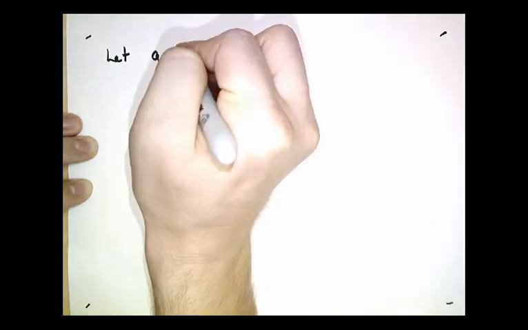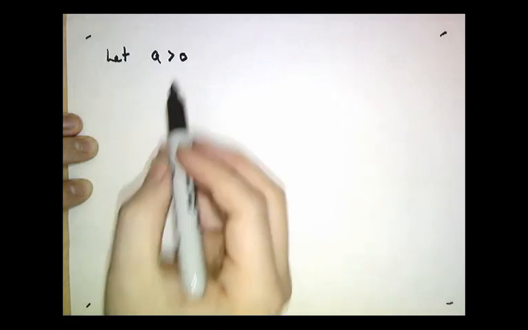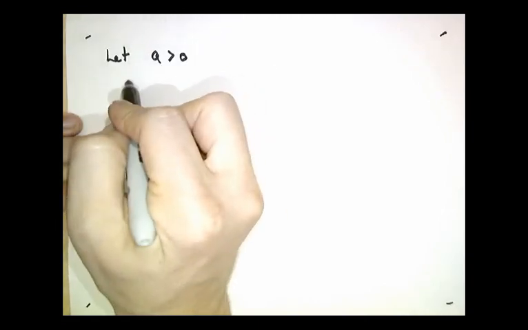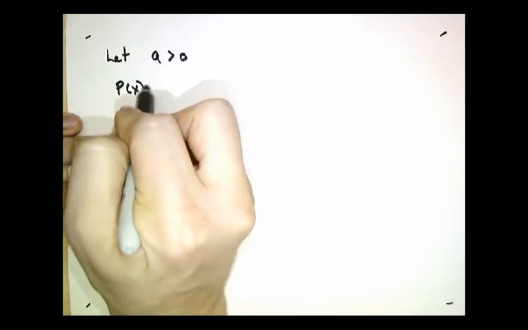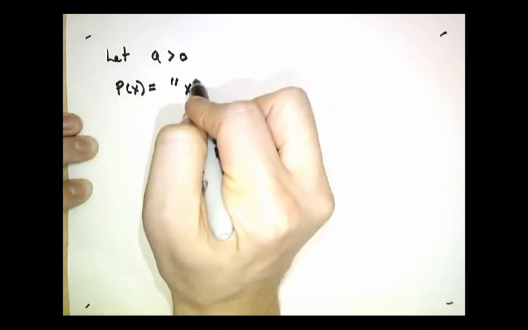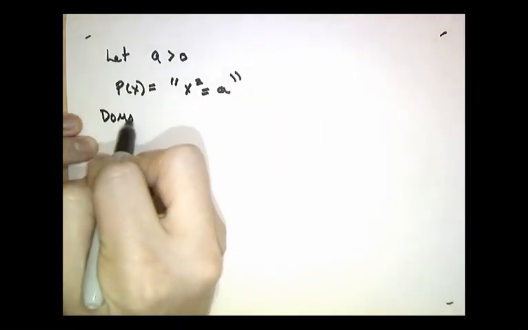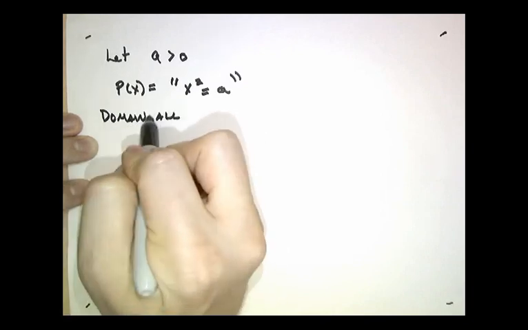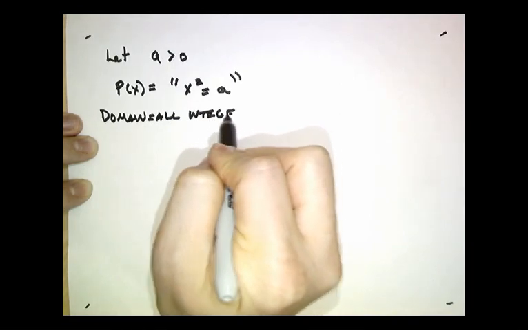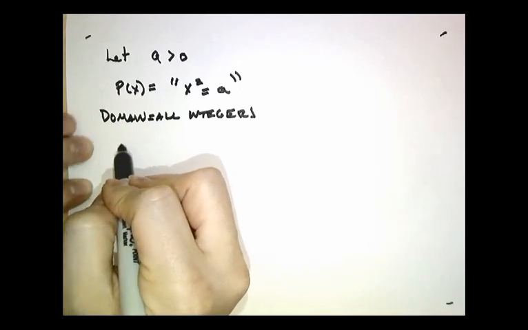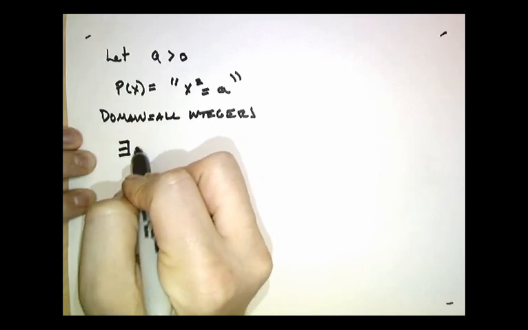Here's another example. Let a be some positive integer that's much bigger than 0. So think of a as 2 billion and 100,000 or something. And let's let a predicate p(x) be x squared equals a. And the domain is all integers. So let's write the following logical expression: there exists an x such that p(x) is true.